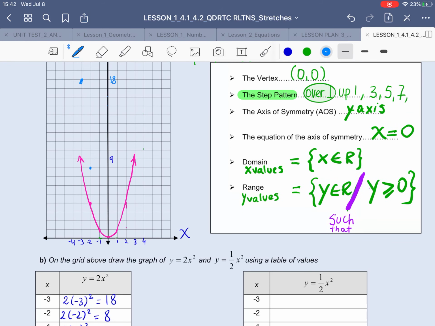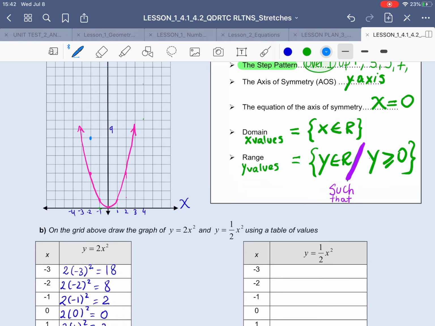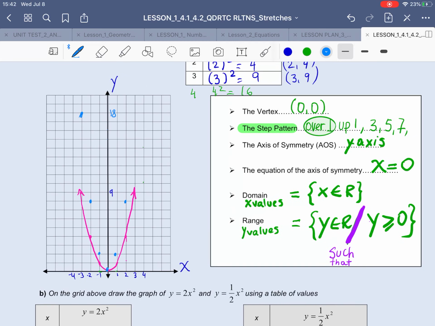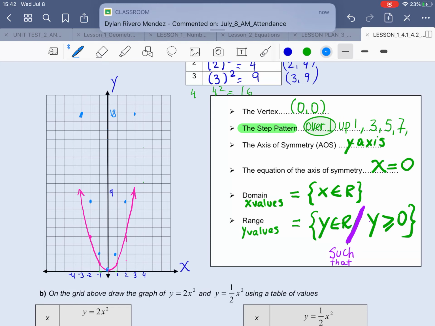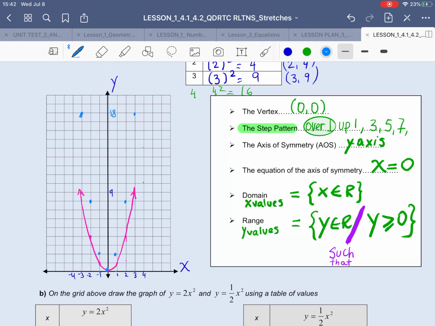At x -2, y will be 8. At x equals -1, y will be 2. At 0, 0. At 1, 2. At 2, 8. So we see the same thing. I can even just go to the other side of the y-axis, right? Because I now know that parabola is symmetrical. Okay? And now I'm going to connect all the points.